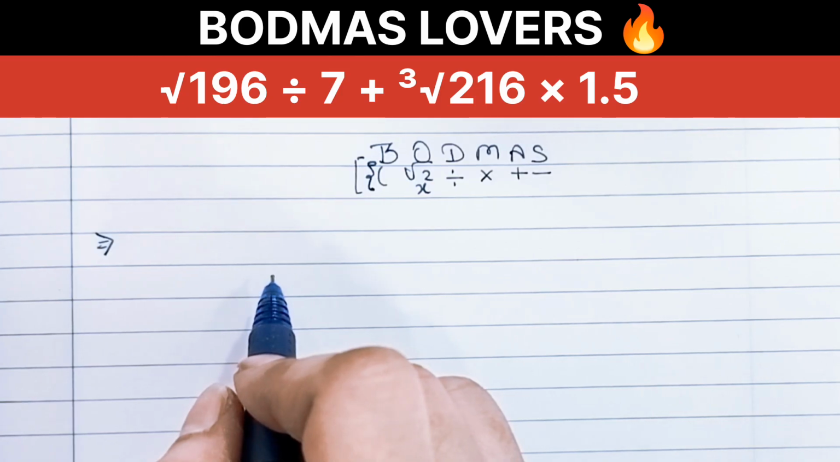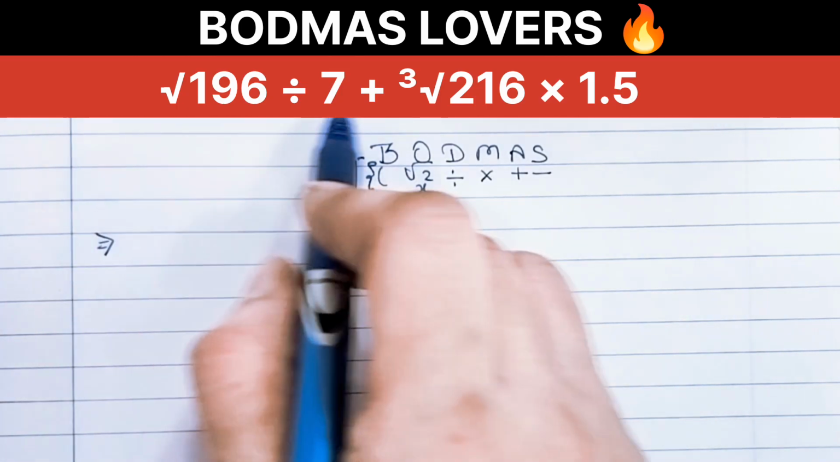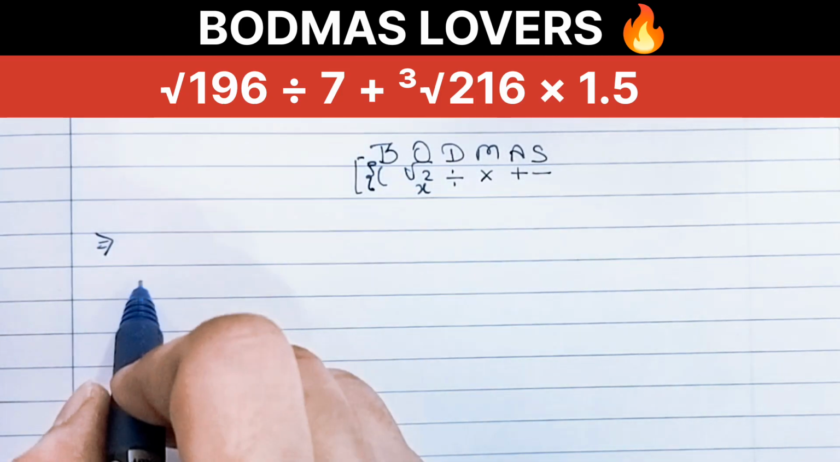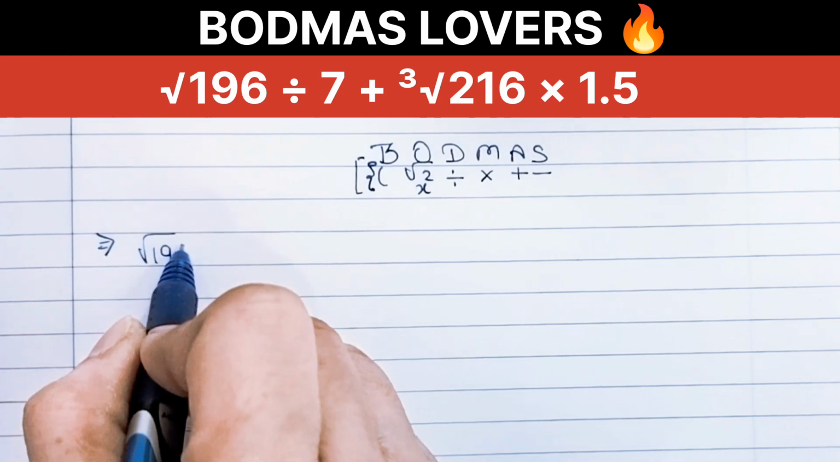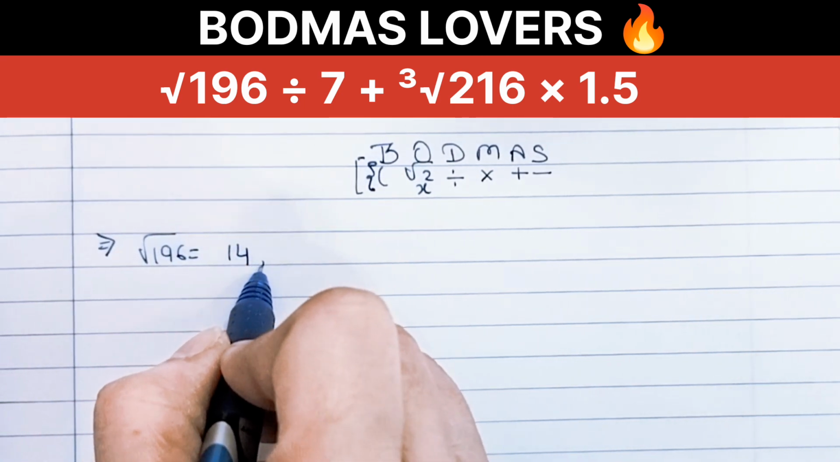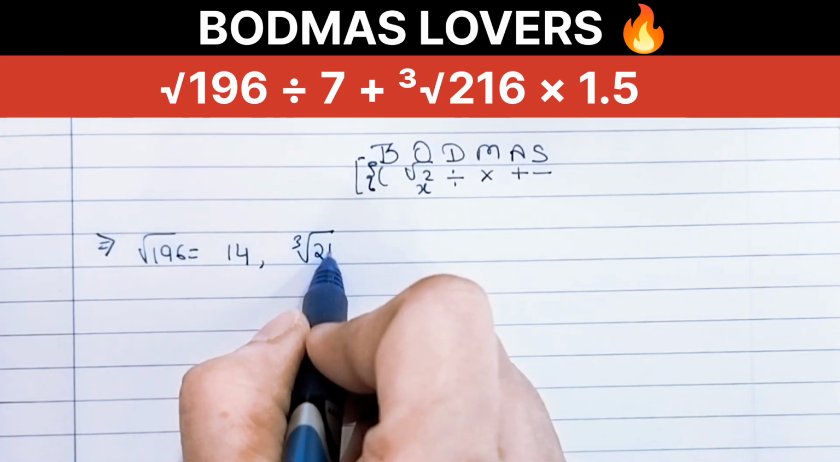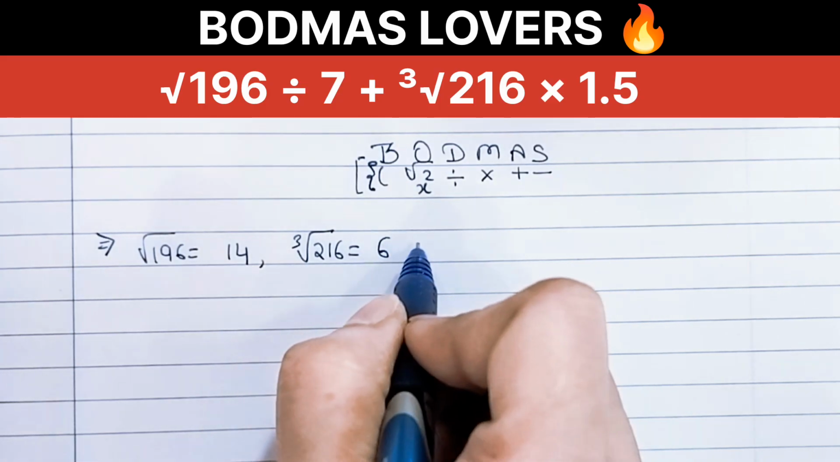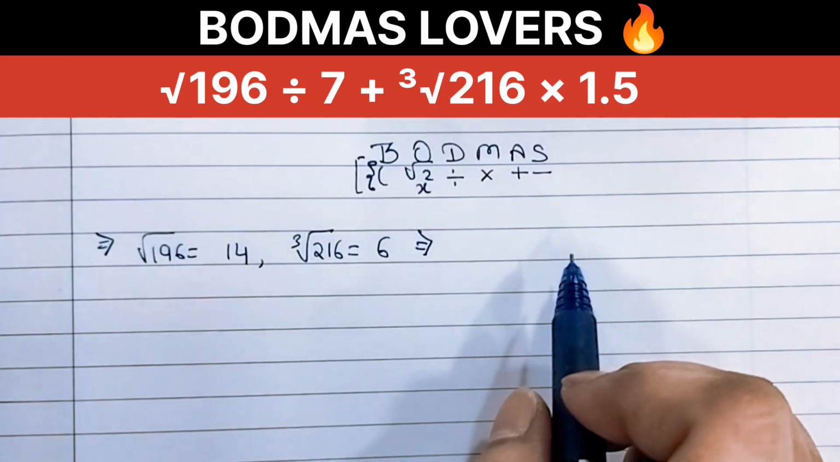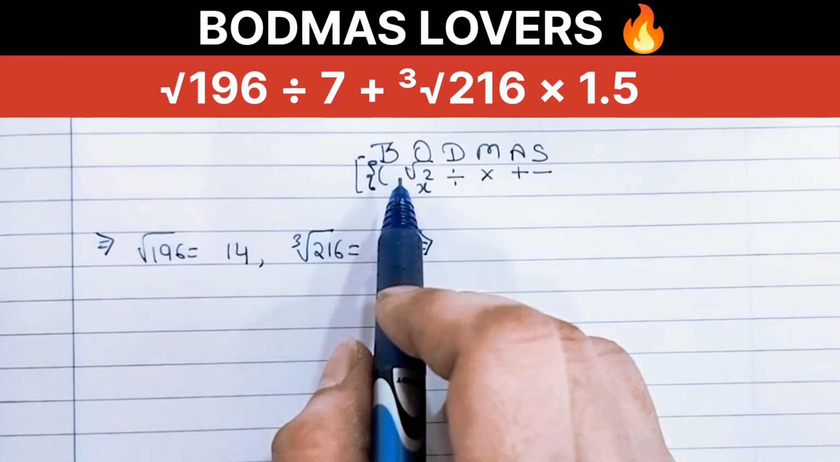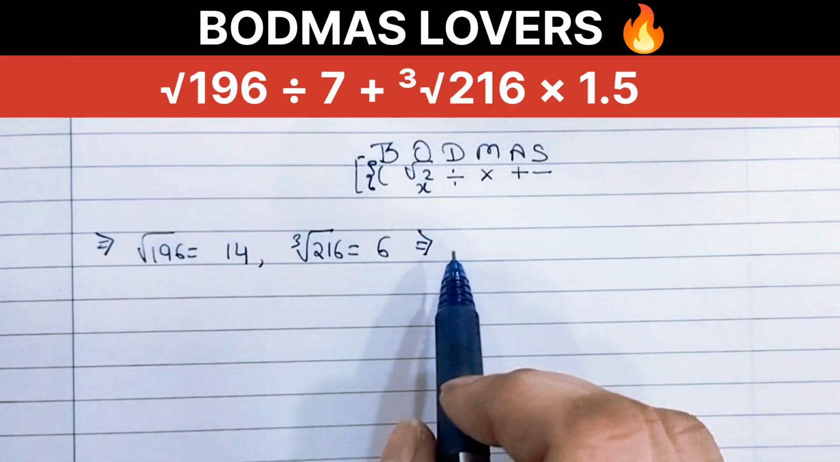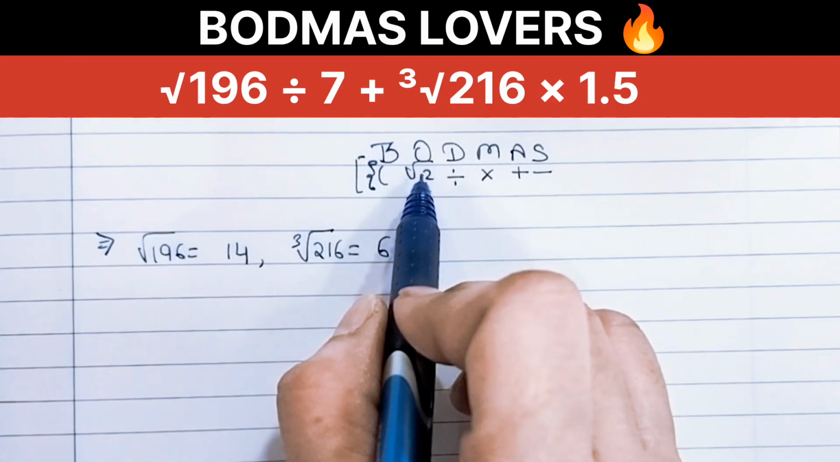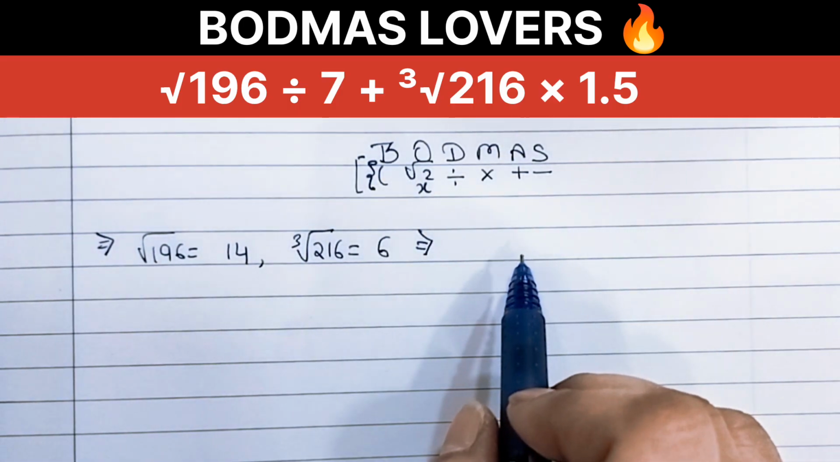First step, we calculate root 196 and cube root of 216. So first, root 196 is equal to 14 and cube root of 216 equals 6. And according to this step, BODMAS says after the brackets, which the expression doesn't have, we must always solve the orders, roots and exponents before any basic arithmetic operations.